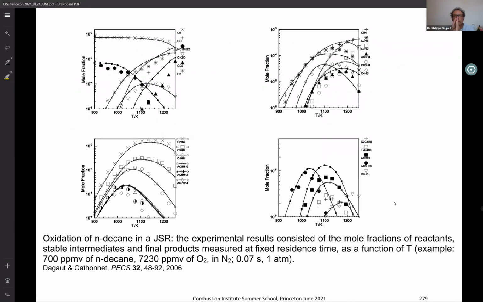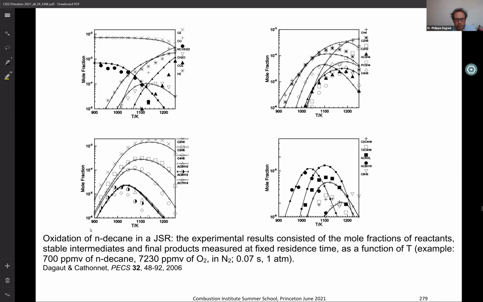So we also did experiments in a jet stirred reactor on the oxidation of normal decane to test its validity, and this is what we got here. So again, it's limited to high temperature chemistry. So this is the fuel and oxygen, formation of hydrogen, formation of CO here, and CO2. So we overpredict the formation of CO2 in this range of temperature here.